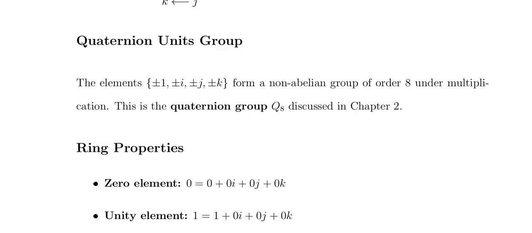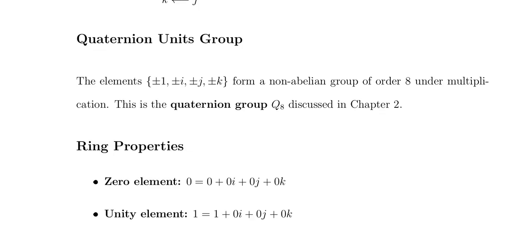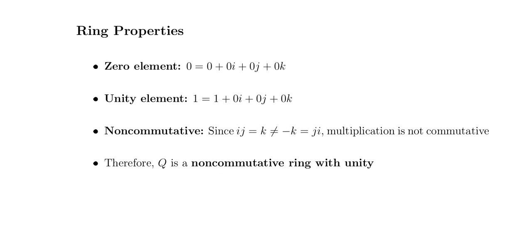So the quaternion group Q8 we have already discussed in group theory. The zero element is 0 equals 0 plus i0 plus j0 plus k0, and the unity element is 1 plus i0 plus j0 plus k0. It is non-commutative because ij and ji are not equal. So under multiplication this is not commutative. So this is a non-commutative ring with unity, and the example is the quaternion ring.